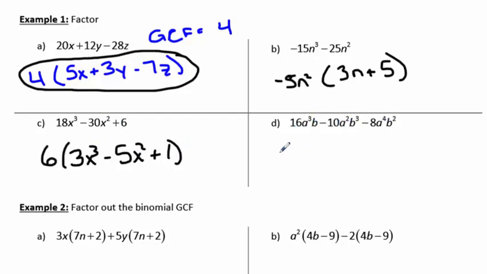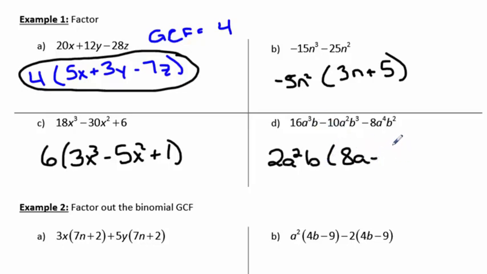16, 10, and 8 can all be divided by 2. A to the second is the smallest number of a's, and b to the first is the smallest number of b's. If I factor that out, 16 divided by 2 is 8. I've taken out 2 a's, so I've got 1 left, and I've removed the b, so there aren't any b's left.